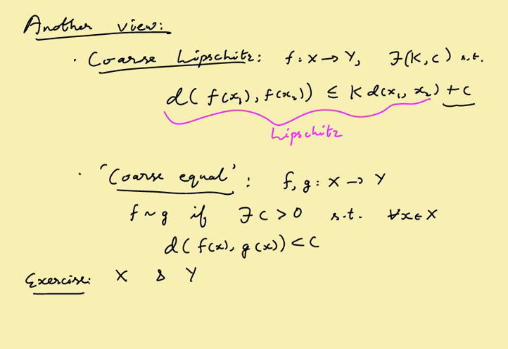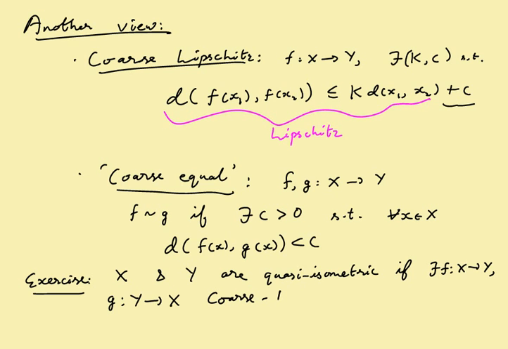X and Y are quasi-isometric if there exists f mapping X to Y, g mapping Y to X, both of which are coarse Lipschitz, and f composed with g is equivalent to identity. These are different identities. Of course, g composed with f is identity. Well, this will be the identity on Y, this will be the identity on X.